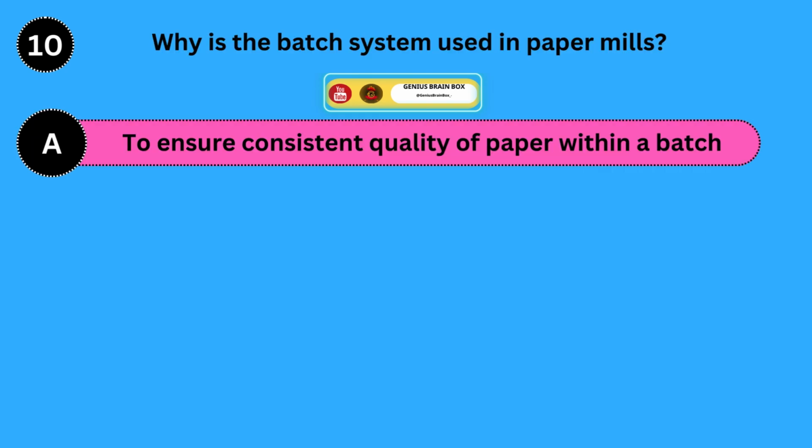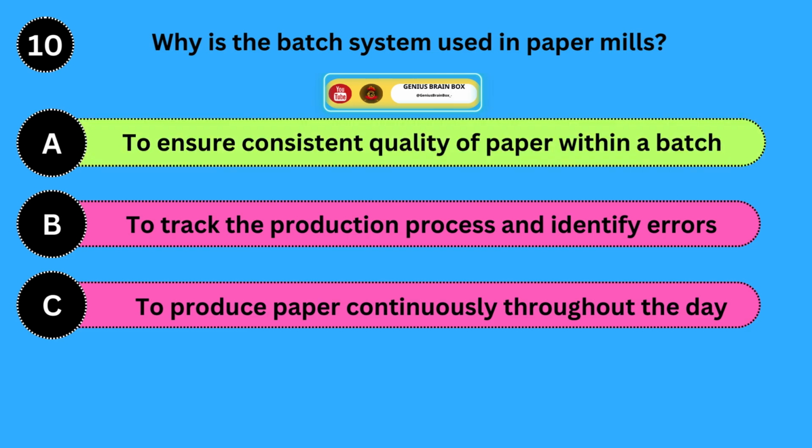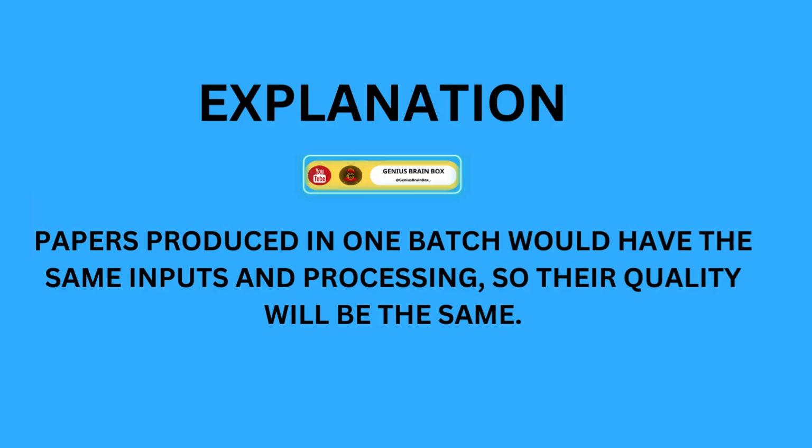Why is the batch system used in paper mills? Option A. To ensure consistent quality of paper within a batch. Option B. To track the production process and identify errors. Option C. To produce paper continuously throughout the day. Correct answer is... Explanation. Papers produced in one batch would have the same inputs and processing, so their quality will be the same.